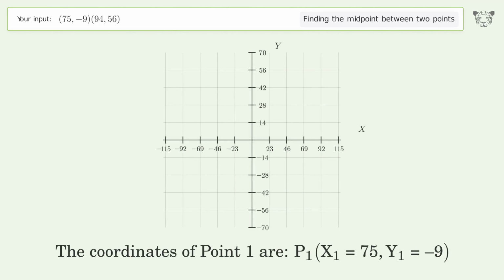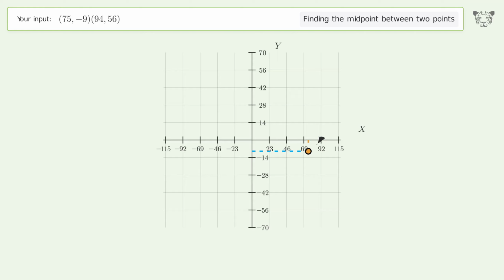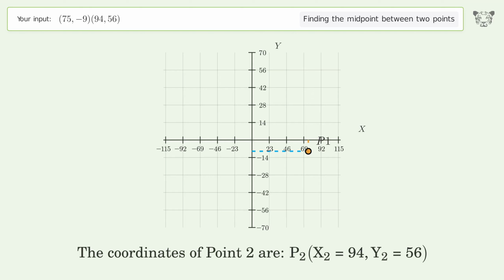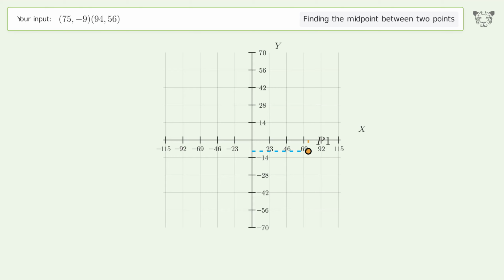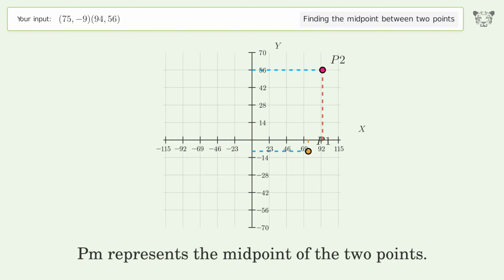The coordinates of point 1 are x1 equals 75, y1 equals -9. The coordinates of point 2 are x2 equals 94, y2 equals 56. PM represents the midpoint of the 2 points.